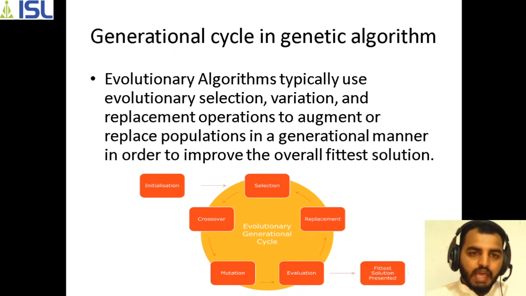Now it says an evolutionary algorithm typically uses evolutionary selection, variation and replacement operations to augment or replace the population in a generational manner in order to improve the overall fittest solution.